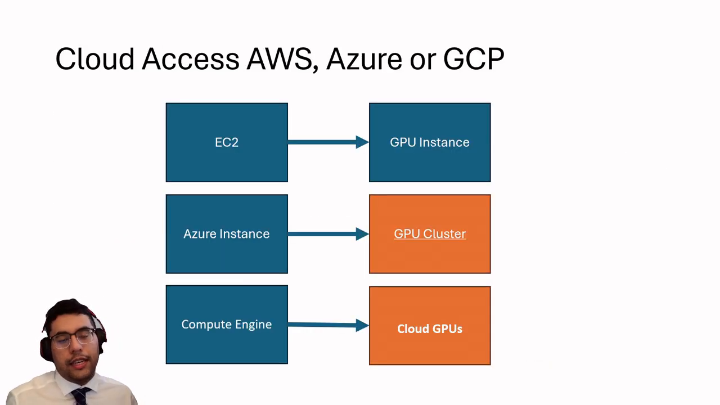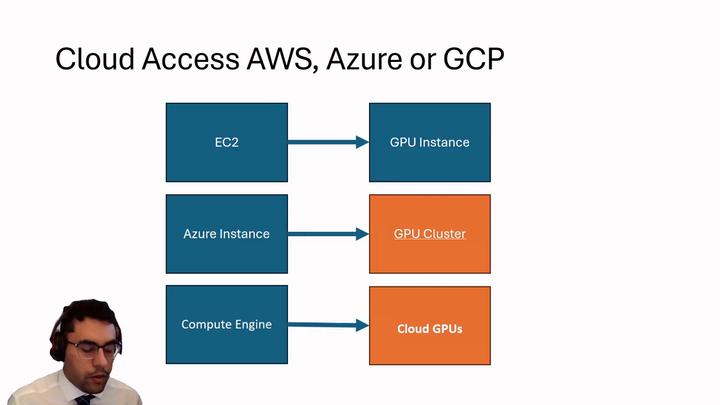So, you'd use an EC2 instance and then use a GPU instance, or you have an Azure instance and then you use their GPU cluster, or Google Cloud uses Compute Engine and then they have cloud GPUs. They're all sort of the same thing. There might be slight differences. The GPU cluster might be different from the GPU instance where you have an individual card.